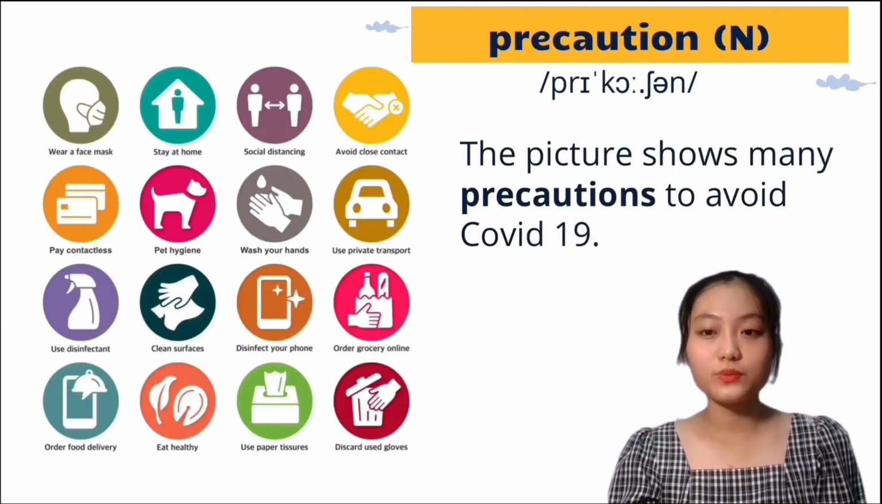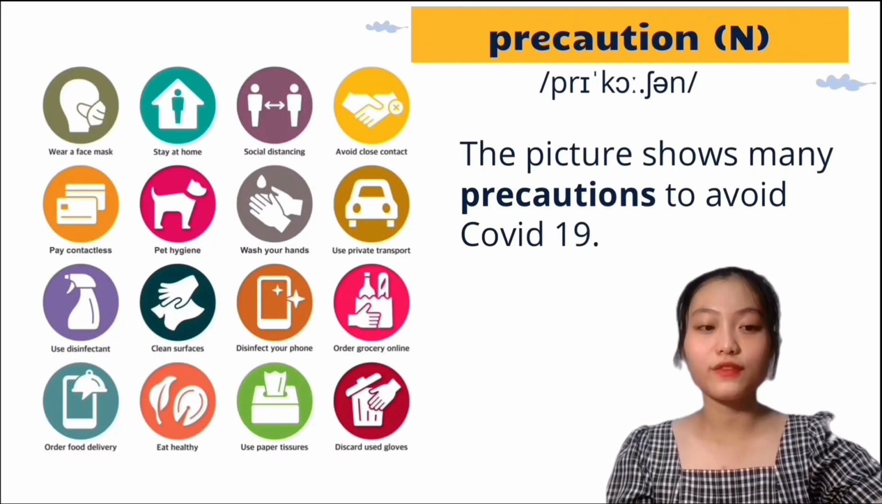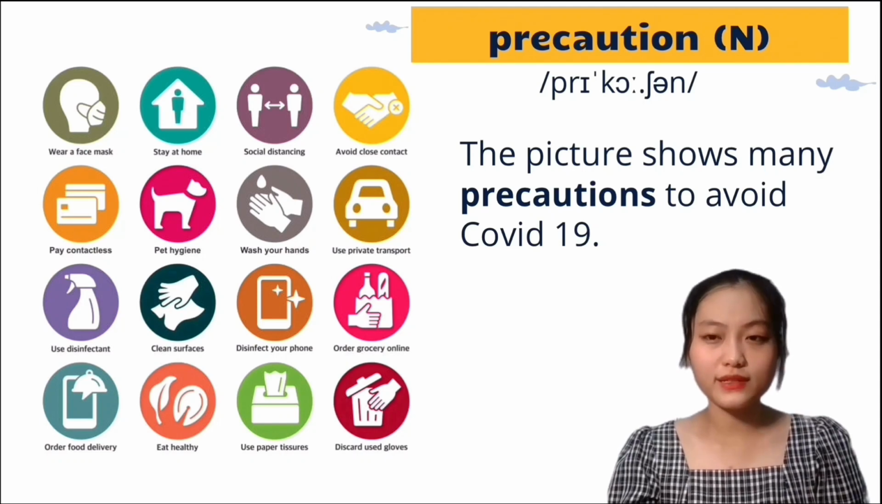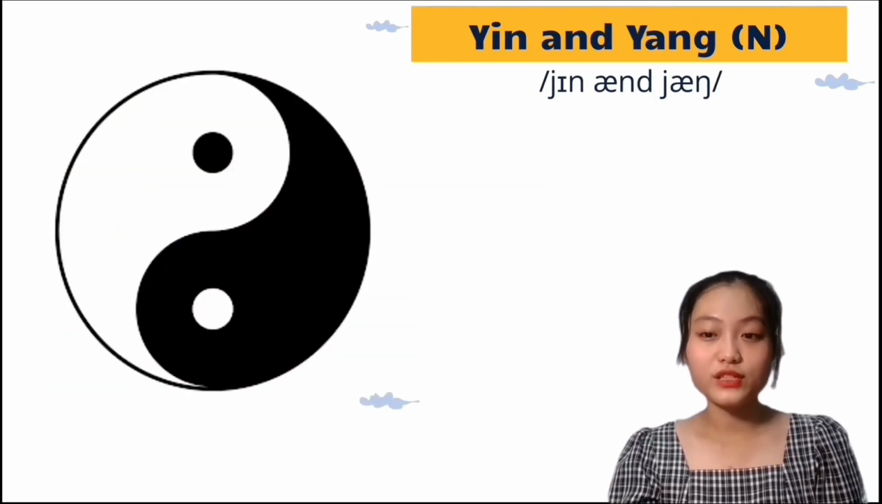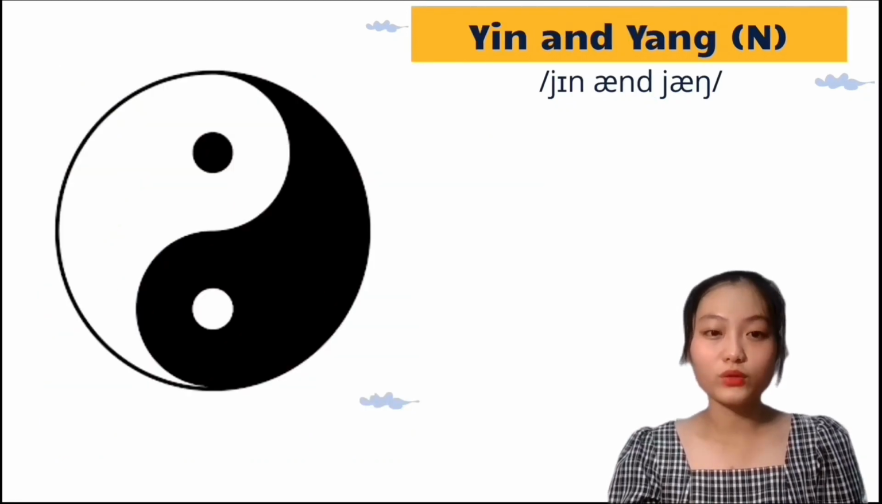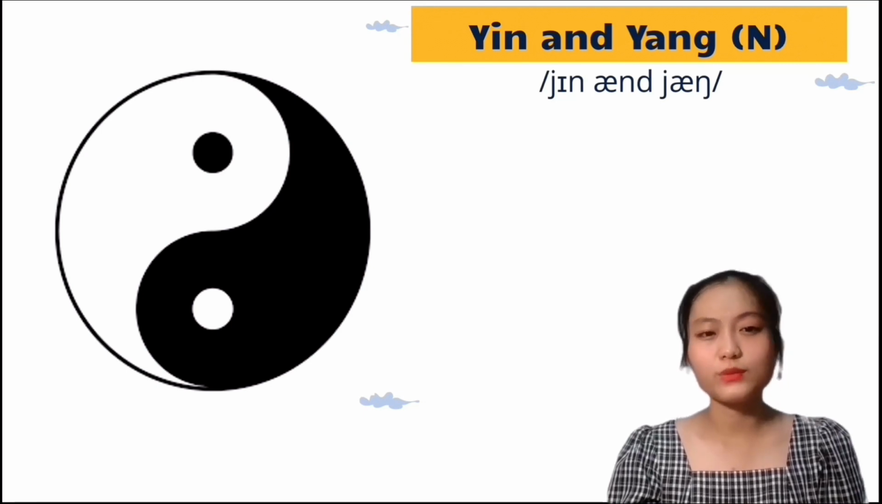The next word is precautions. Precautions mean something you do to prevent something unpleasant or dangerous from happening. For example, the picture shows many precautions to avoid COVID-19. The next word is Yin and Yang. It is a symbol of China, which is related to the ancient method used to track the movements of the sun, moon, and stars around the year.